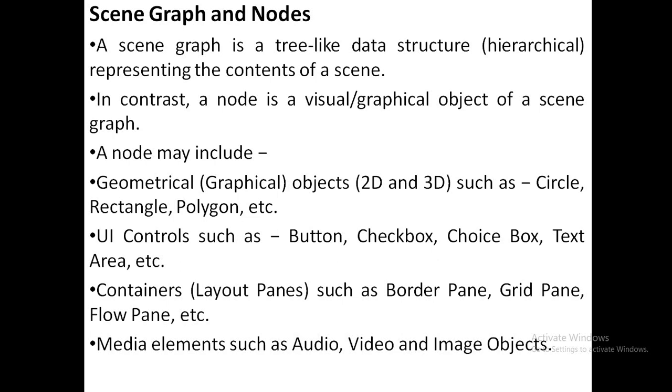Scene graph and nodes. A scene graph is a tree-like data structure in a hierarchical order representing the contents of a scene. In contrast, a node is a graphical object of a scene graph. A node may include geometrical or graphical objects in 2D and 3D such as circle, rectangle, polygon, etc. User interface controls such as buttons, checkbox, choice box, text area, etc. Containers, which include layout panes such as border pane, grid pane, flow pane, etc. and media elements such as audio, video, and image objects.